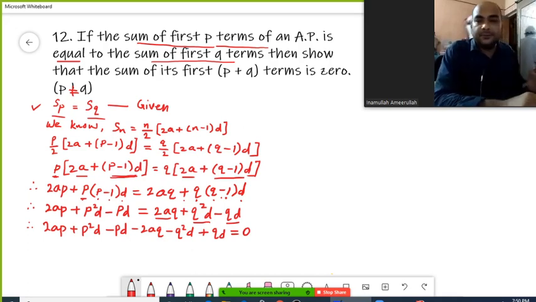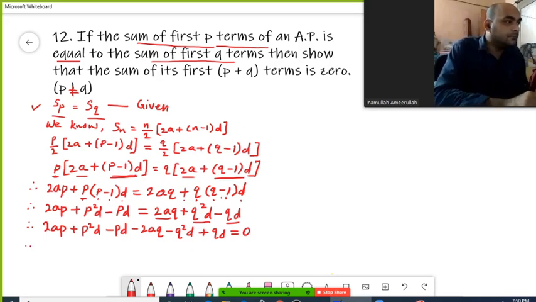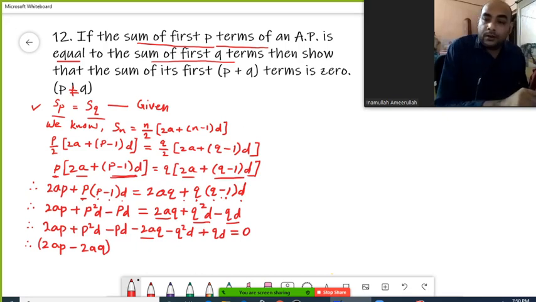Now it's time to simplify this expression. How can we simplify this expression? 2ap minus 2aq can be paired together. We will keep these two terms in one bracket, and plus, we have p square d minus q square d. These two terms can be paired together.